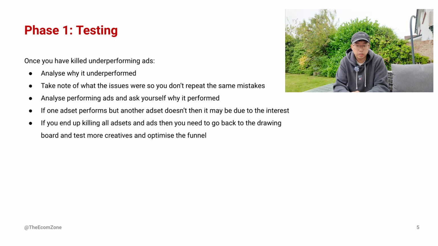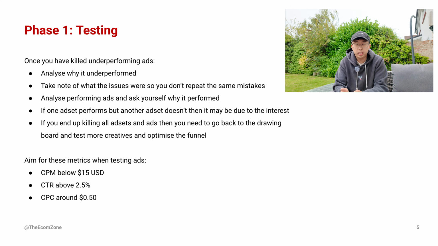Once you have killed underperforming ads, analyze why it's underperforming. And if you have an ad that's doing really well, then you want to analyze why it's doing well. And take note of what the issues are so you don't repeat the same mistakes. As I mentioned before, you want to analyze performing ads and ask yourself why it performed. If one ad set performs better than another ad set, then it may be due to the interest. If you end up killing all ad sets and ads, then you need to go back to the drawing board and test more creatives and optimize the funnel.